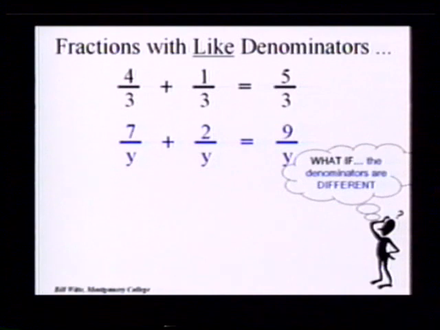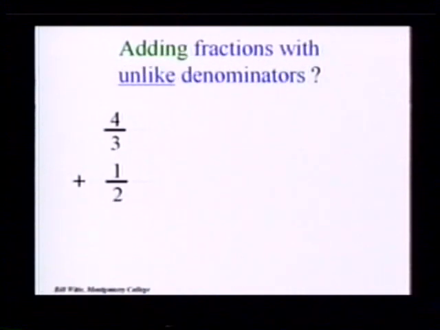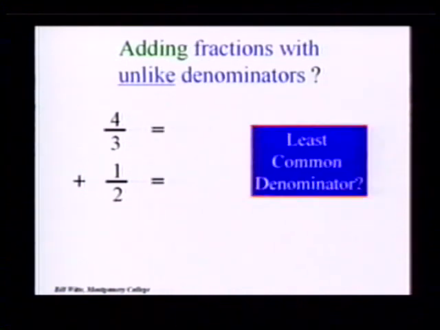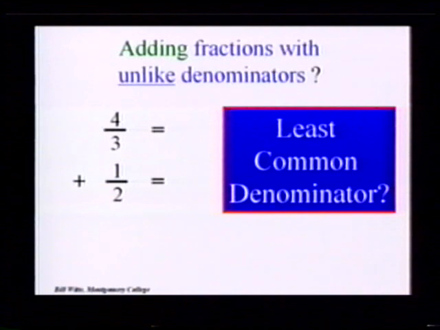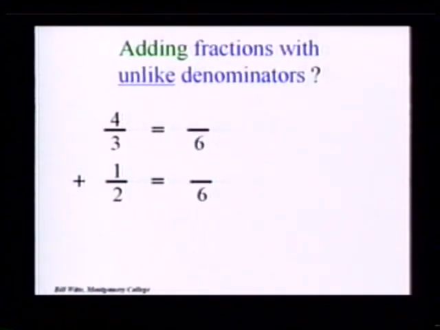Now if they have different bottoms, what do we do? Well, we're going to have to find LCDs then. Let's see, in this case, it's not so bad. The least common denominator would be 6. Okay, we create equivalent fractions with the same denominator.